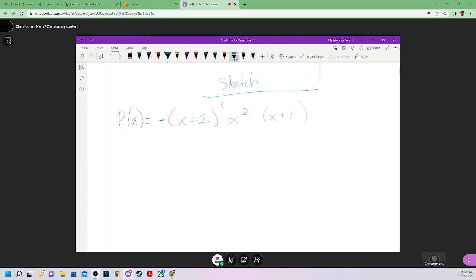So first, you need to figure out the degree. All right. This has a 3. This has a 2. This is technically raised to the first power. So 3 plus 2 plus 1, because they're all multiplying, so you add the exponents. Right. Then we're going to have degree is 6. Degree is 6. It's an even degree.